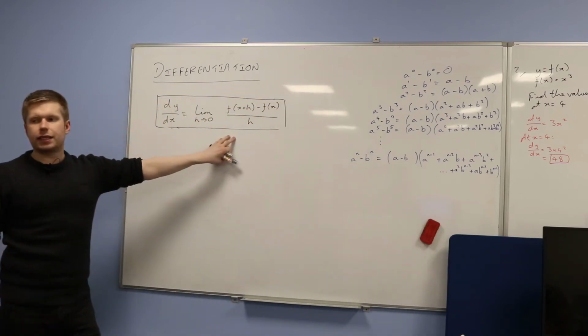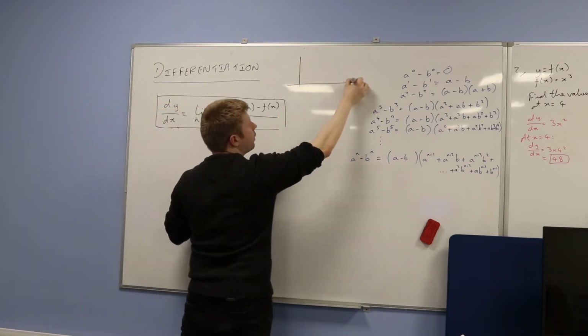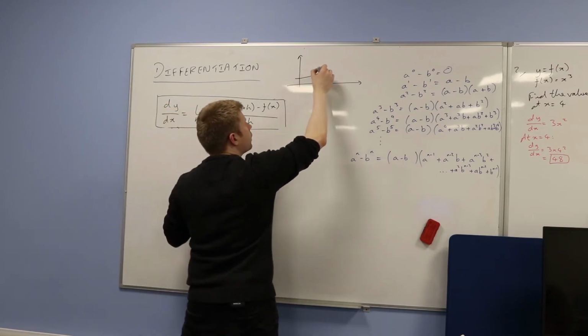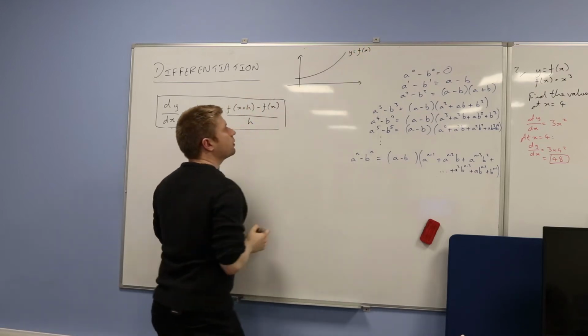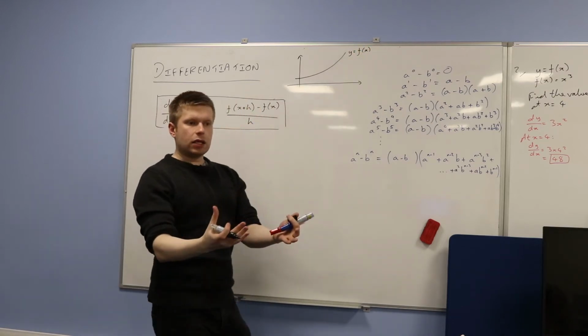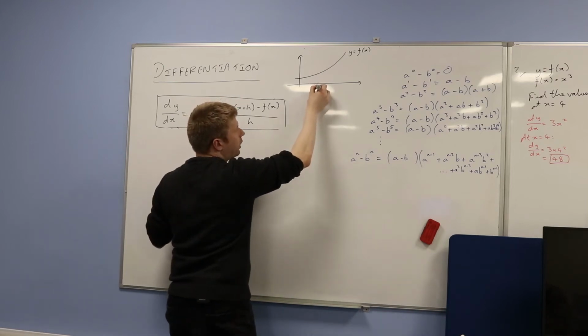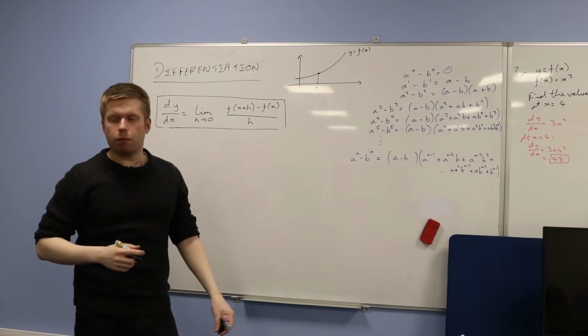Think about where this came from. I literally said, here is a function. So here is my function, and I'm just going to draw it in like this. So y is some function of x, okay? And then I said, suppose that I want to work out some random point. So I'm talking generally, okay? This is just some random point.